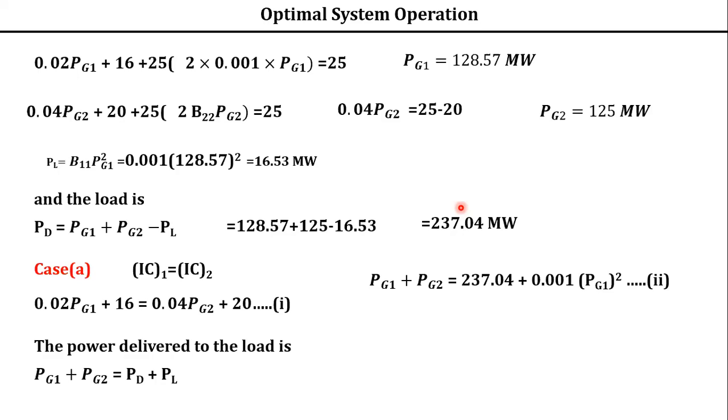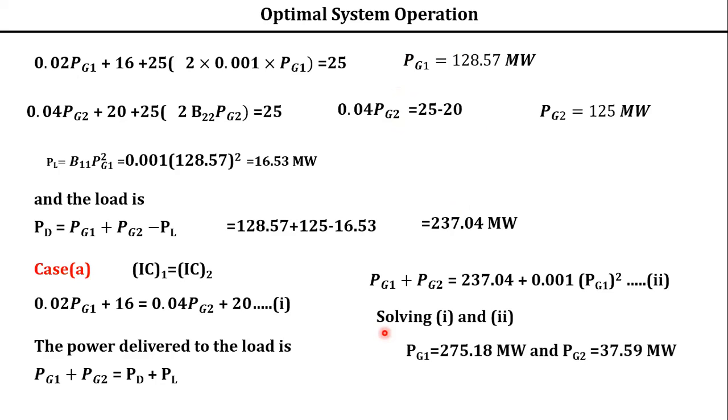Okay, fine. The answer given by Sushumna is 275.18. Is it Pg1 or Pg2? 37.594 is the second answer. Which among these two answers is Pg1 and which is Pg2? First one is Pg1. Okay, Pg1 is 275.18, so Pg2 is 37.594. Okay, fine. Thank you. So this is the answer that has been given.